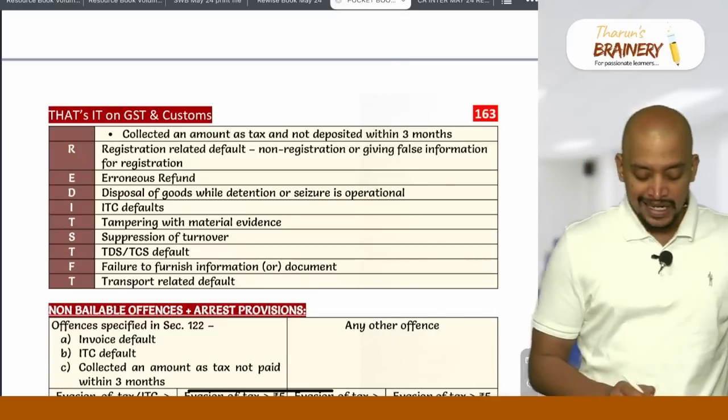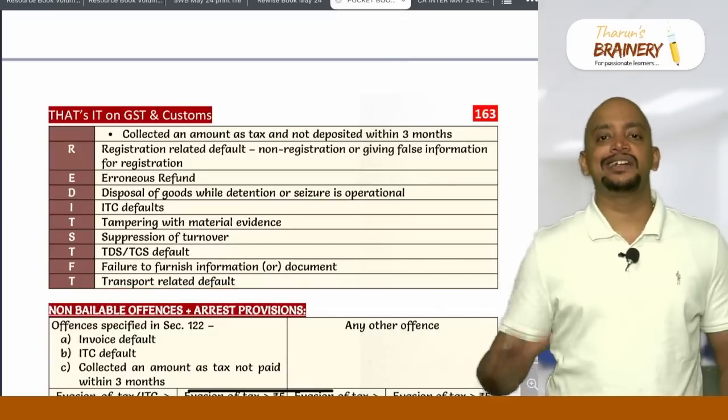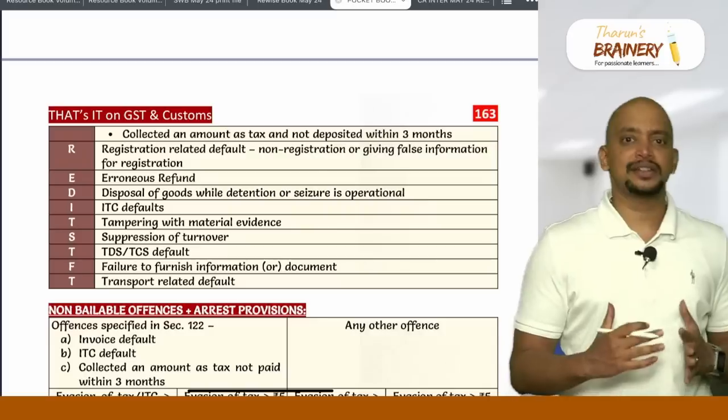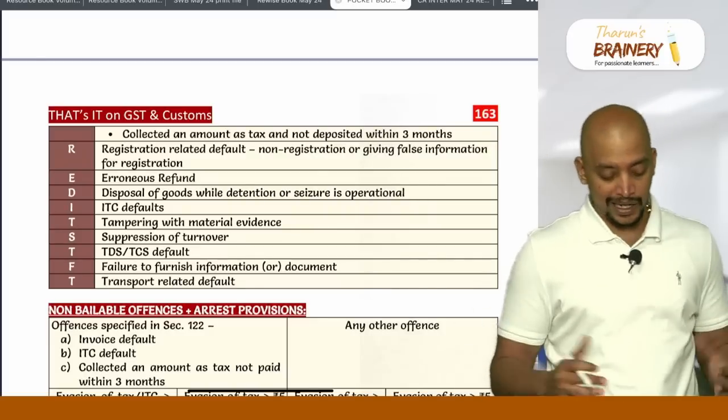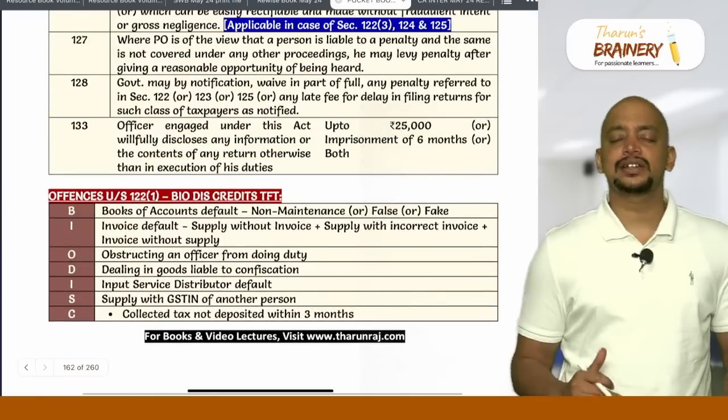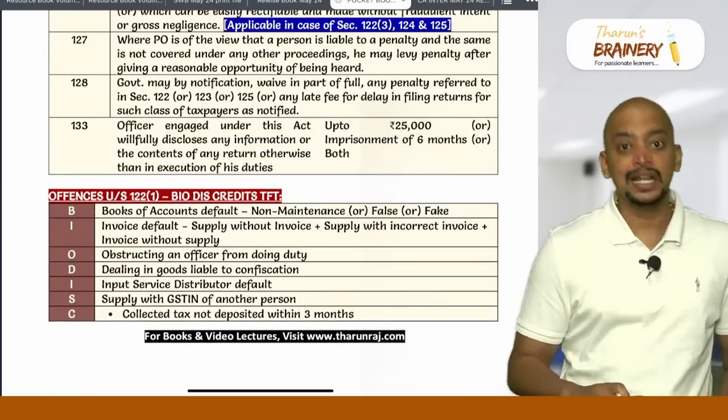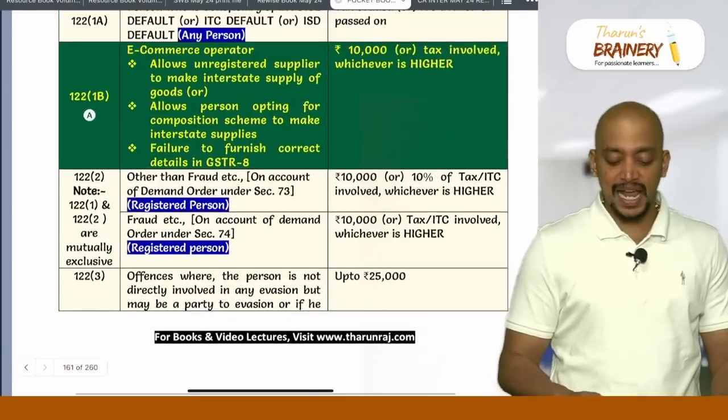Then TFT: T for TDS TCS default, F for failure to supply information or supplying false information or documents. Then T for transport related default. Transport related default means what? Transporting goods without valid documents.